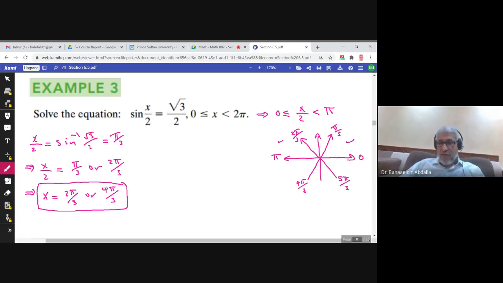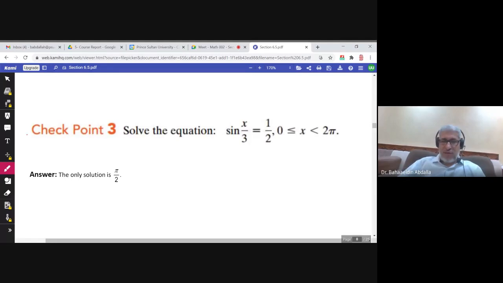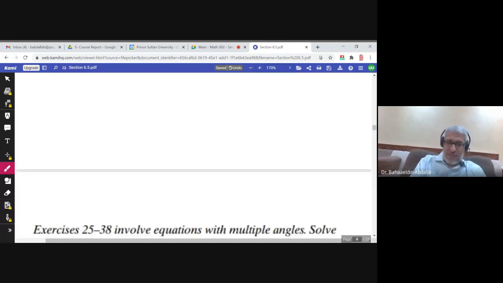And are you in the range? Is x from 0 to 2 pi? Yeah, x from 0 to 2 pi. 4 pi over 3 is less than 2 pi. So these are the two answers of this equation. Please try this one. And there is only one answer, which is pi over 2. Do the same steps exactly.